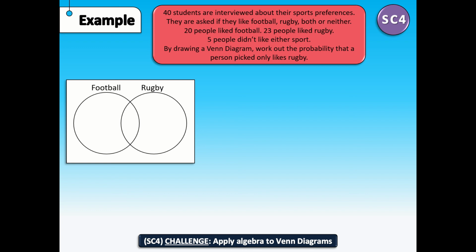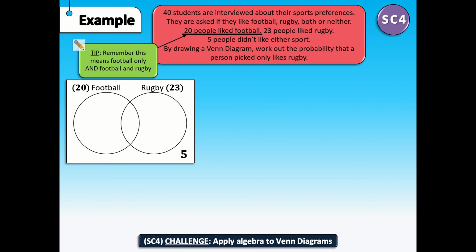So if we start by drawing the Venn diagram, now the football circle needs to add up to 20, and the rugby circle needs to add up to 23. There's 5 people who didn't like either. And if we call the number that liked both x, that means the people that only liked football would be 20 minus x. And the people that only liked rugby would be 23 minus x.